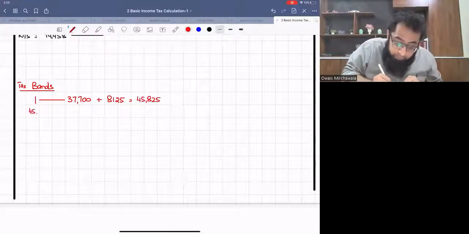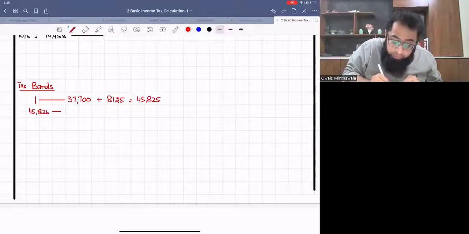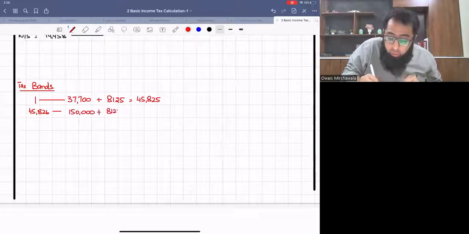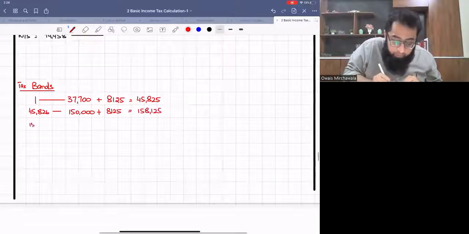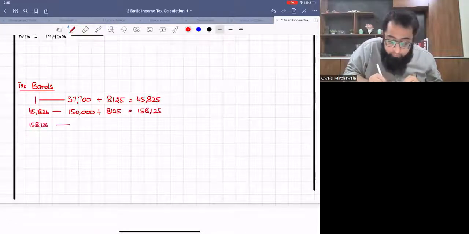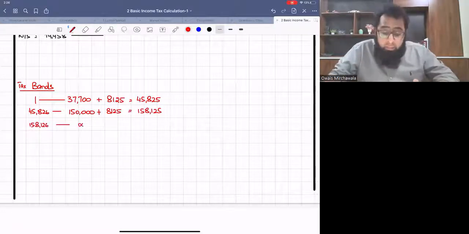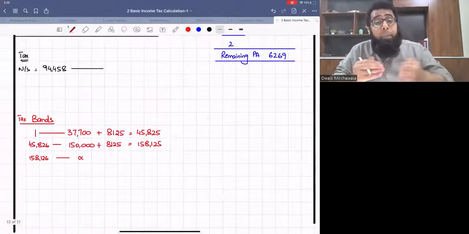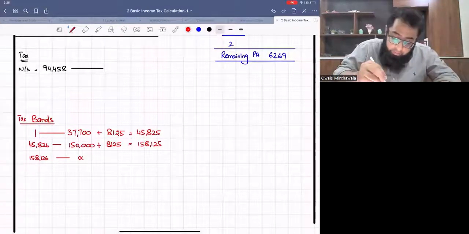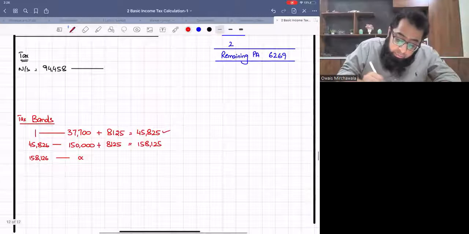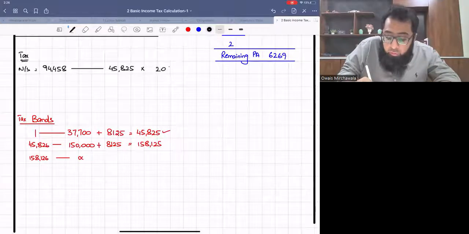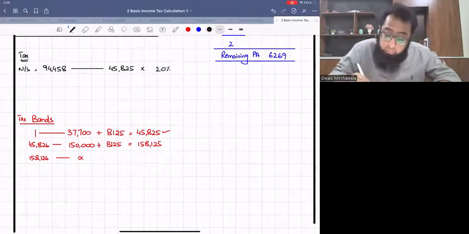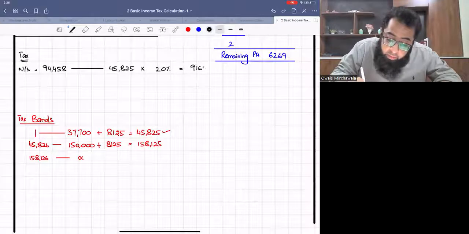Obviously, when the basic rate band is extended, it will push our higher rate band, which will start late, and then obviously it will also end late. And then this will be our additional rate band. So basically the first band is extended. The rest of the bands are just getting a push. So since the basic rate band is 45,825, instead of 37,700, 45,825 will get taxed at 20%, which will give us 9,165.